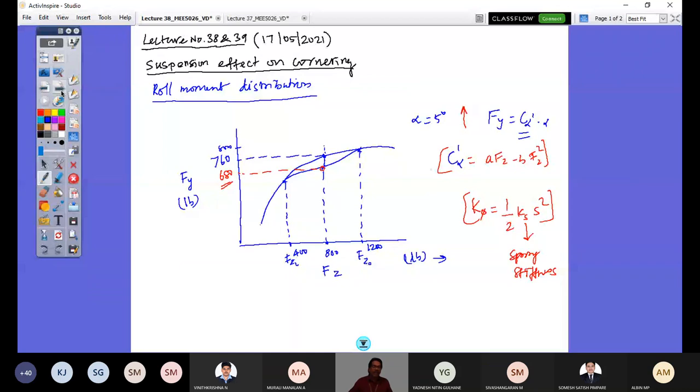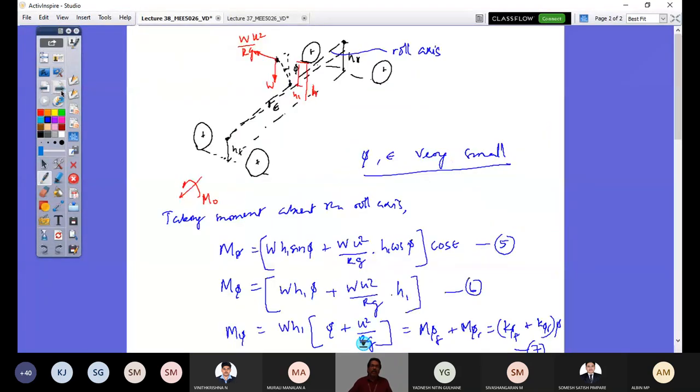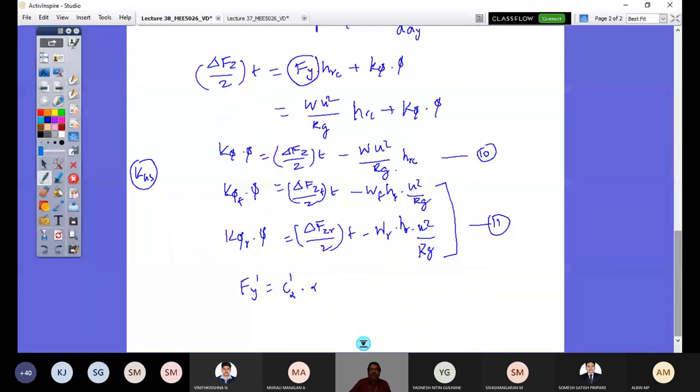So this is our new definition, where we have to account for the nonlinearity of the tire model. So I can define this as follows. C alpha dash is A Fz minus B Fz square, which is my stiffness now, into alpha. This is per wheel, remember.